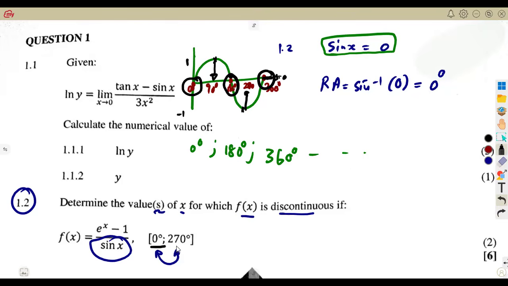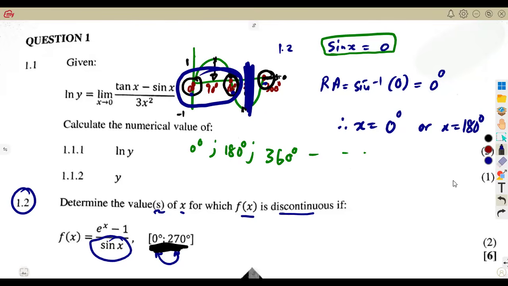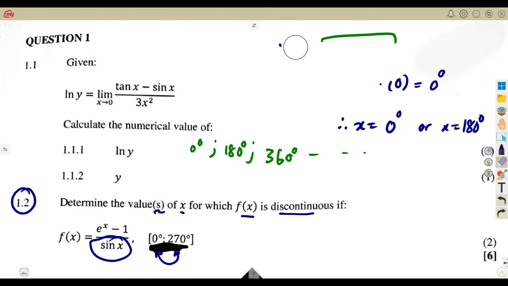But within the interval that we are given here from 0 to 270, what therefore are going to be our values of x? We are going to have 0 degrees, or x can be 180 degrees. We are not going to consider 360 because it's out of the interval up to 270. Up to 270, the values that satisfy our condition are 0 and 180 degrees. So you can even use that consideration.